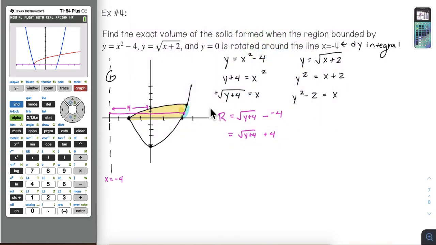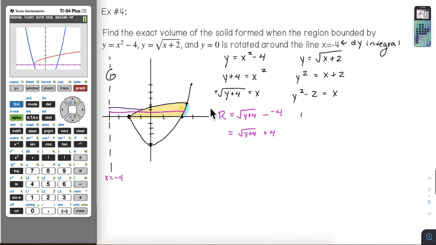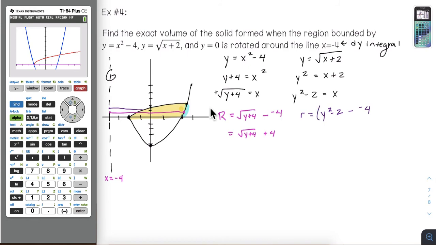And then our inner radius, I'm just going to erase this distance here so I have some space, right, our inner radius is from here to here. So that is the distance between the y squared minus 2 and the line negative 4. So I'm going to do y squared minus 2 minus negative 4. So that's going to be y squared minus 2 plus 4. So we get that our little radius here, our inner radius, is y squared plus 2.